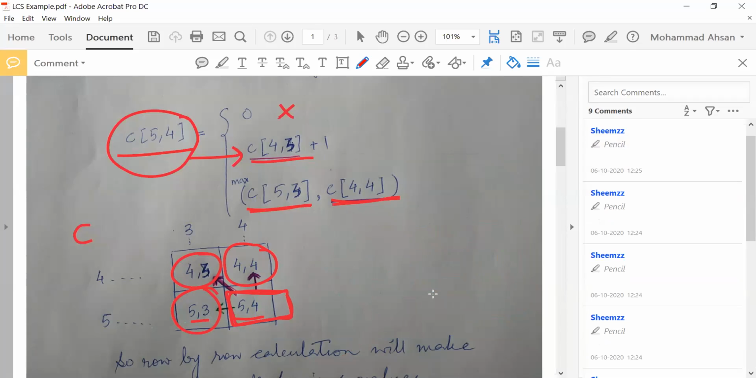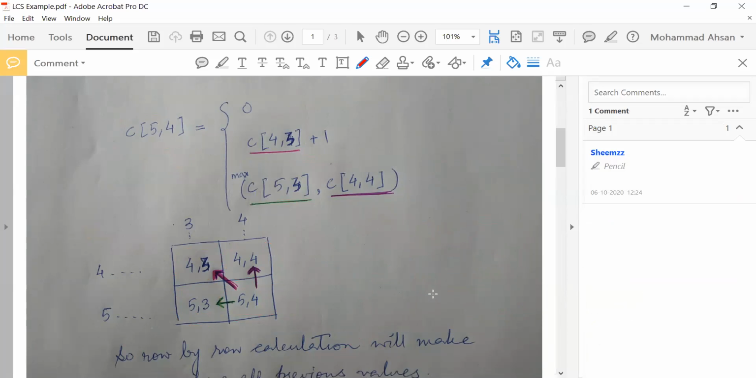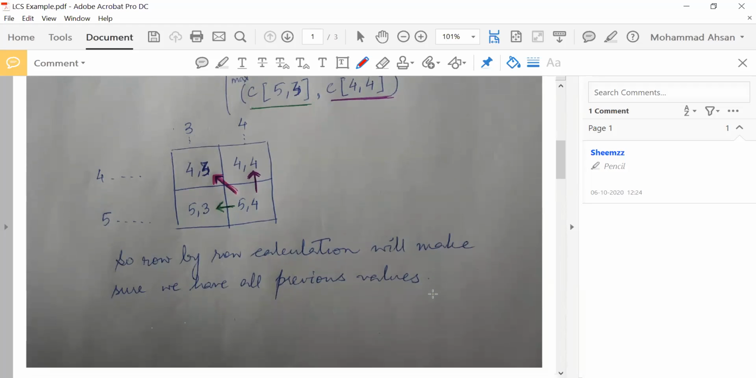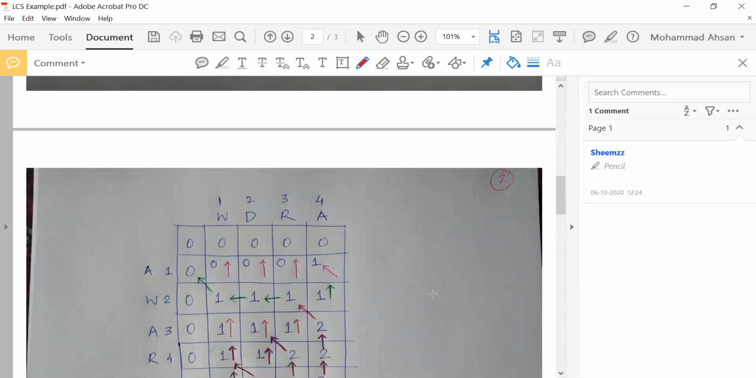Each C value is dependent on three previous C values, and that's why we do our calculation row by row, so that all the values are ready. These subproblems can arise in any other equation as well, so we should be ready with the previous values before we calculate the higher value. Just like in matrix multiplication we do diagonal calculation, and in knapsack we do row by row, this is also row by row.